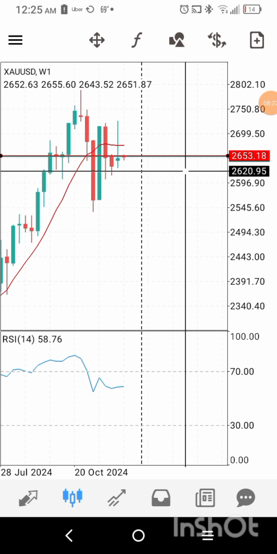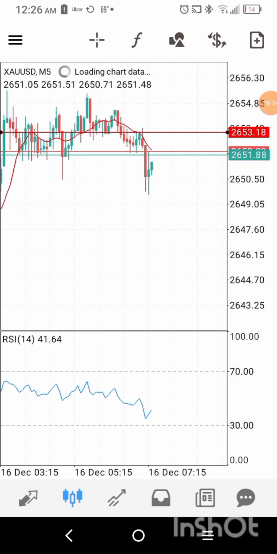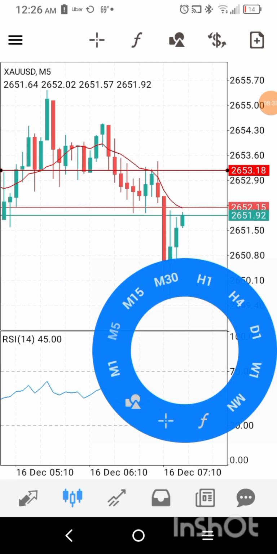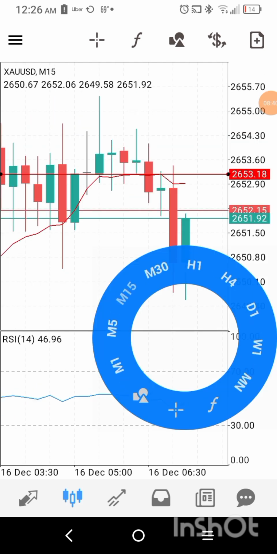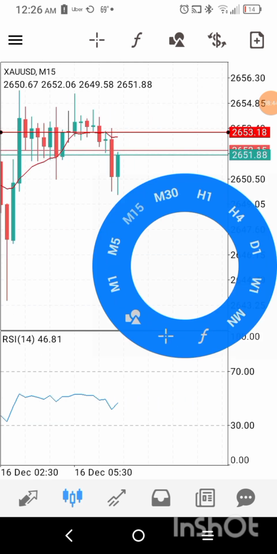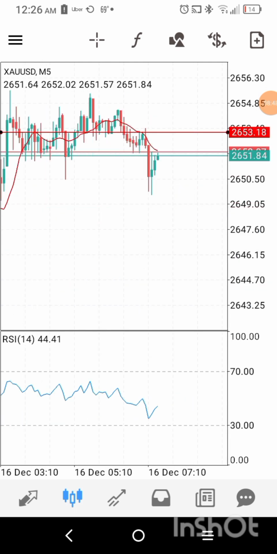at least 26.20, 26.30 before heading all the way back up. All trends are reversible, so just letting y'all know that. This is a live trade, so I'm going to be back in a few and let y'all know how this went.